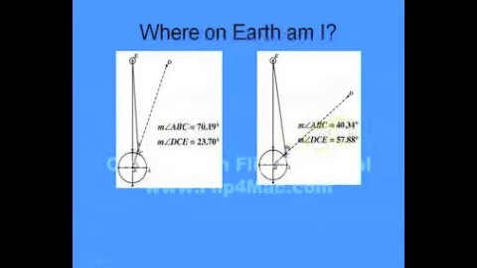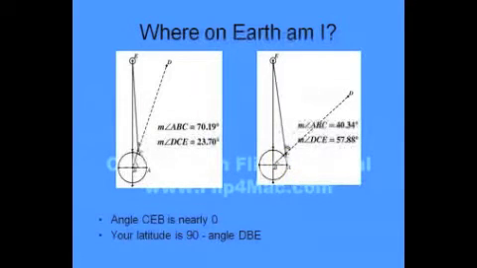Here I am at 40 degrees, so when I look up, I see this. I have to turn my head about 50 degrees in order to see the North Star. That means this angle is about 50 degrees. It means this angle, CBE, is about 50 degrees, which makes ABC 40 degrees, which is my own latitude.